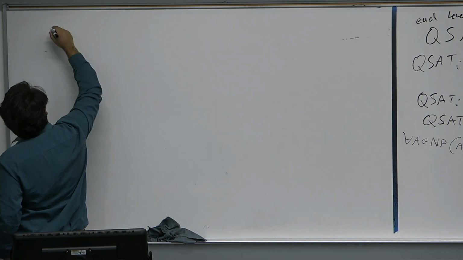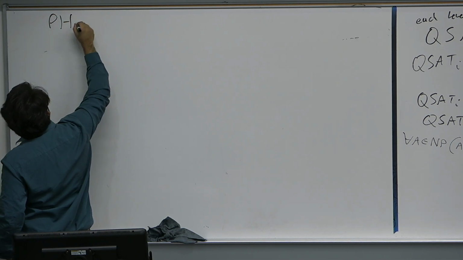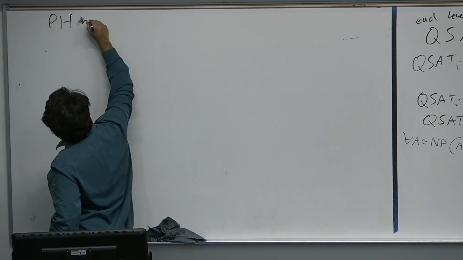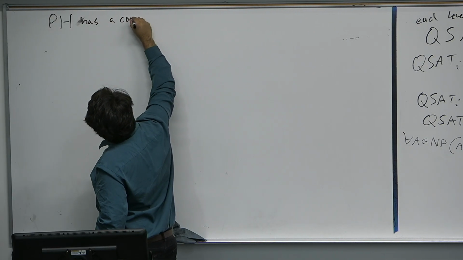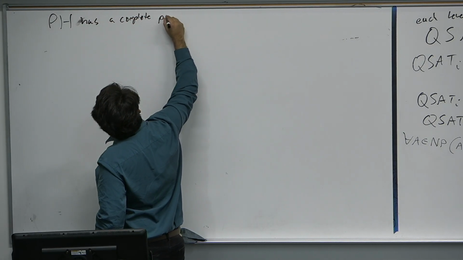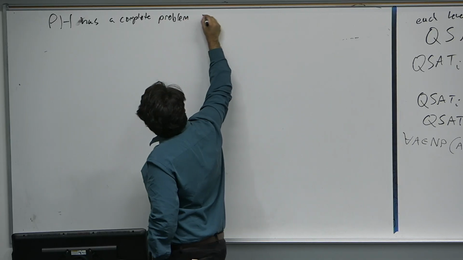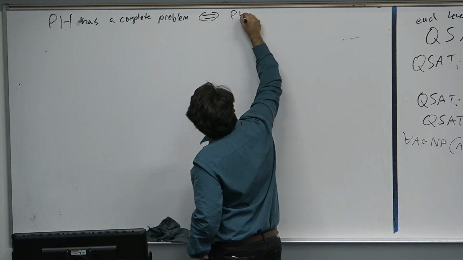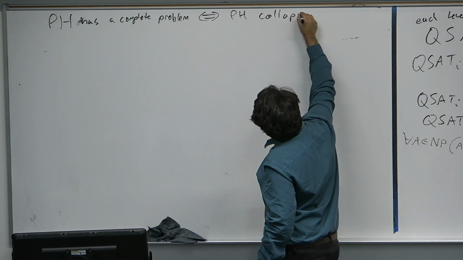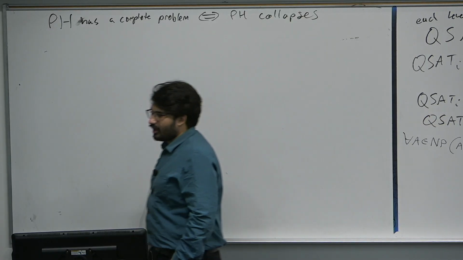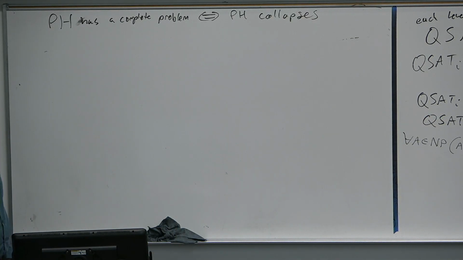Does the polynomial hierarchy have a complete problem? The polynomial hierarchy has a complete problem if and only if the polynomial hierarchy collapses. So kind of strange on that. What do we mean by a complete problem? We proved each level of the polynomial hierarchy has a complete problem.